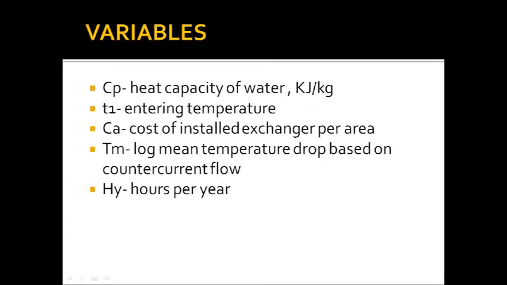T sub 1 is the entering temperature in degrees Celsius. C sub A is the cost of installed exchanger per square meter area. Delta T sub M is the log mean temperature drop based on counter current flow, and H sub Y is in hours per year.